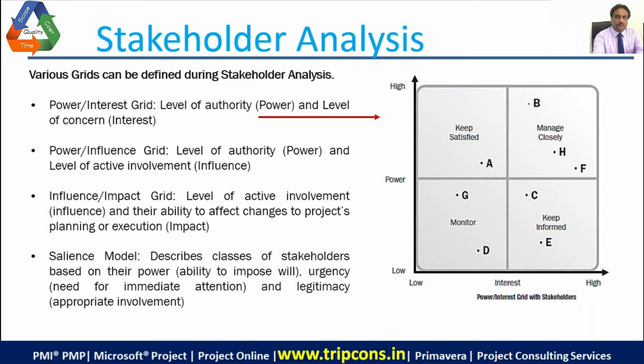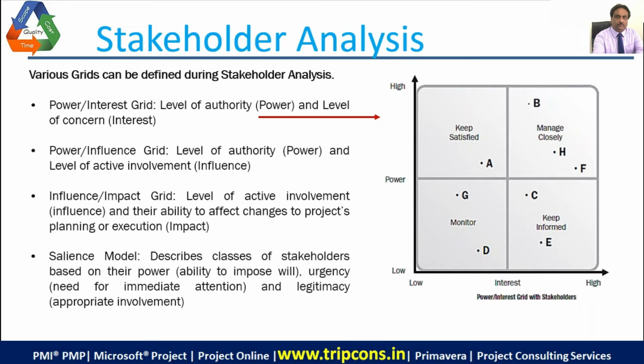It is your power and interest grid, and then there are three more kinds of grids: power influence grid, influence and impact grid, and salience model. This basically describes the level of active involvement, influence, and their ability to affect changes to project planning or execution. And the salience model describes the classes of stakeholders based upon their power, that is the ability to impose will, urgency, the need for immediate attention, and legitimacy, the appropriate involvement. The most commonly used is the power interest grid.